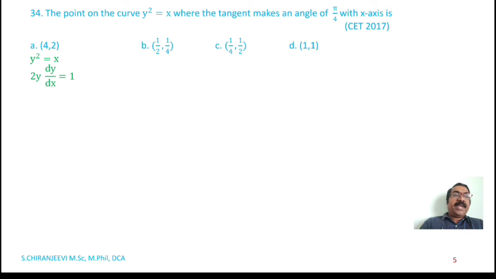If you differentiate with respect to x, differentiation of y square will become 2y into dy by dx equal to differentiation of x, which is 1. So dy by dx can be taken as 1 by 2y. But here m is tan theta, the slope. Theta is given as pi by 4, which is nothing but 45 degrees. So m equal to tan 45 equal to 1 by 2y. Tan 45 value is 1. If you cross multiply, y equal to 1 by 2. If you substitute in the given equation, 1 by 2 whole square equal to x. So the value of x is 1 by 4. So the point is 1 by 4, 1 by 2, which is option C.